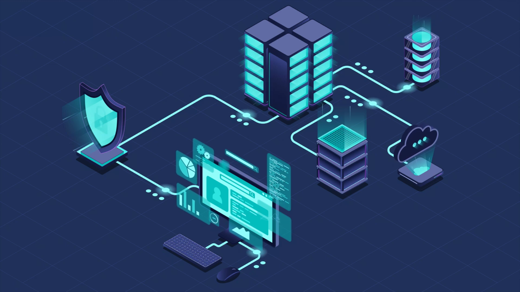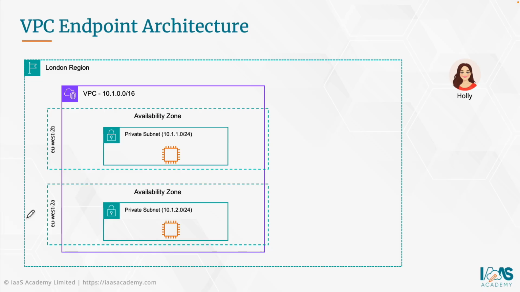Let's do this. Okay, so let's take a look at the VPC endpoint architecture that we'll be setting up in order to demonstrate this lab exercise. So what I wanted to do is take a look at how the VPC is configured, but then also talk about the fact that we will be setting up an interface endpoint and a gateway endpoint and show you how to set those two up.